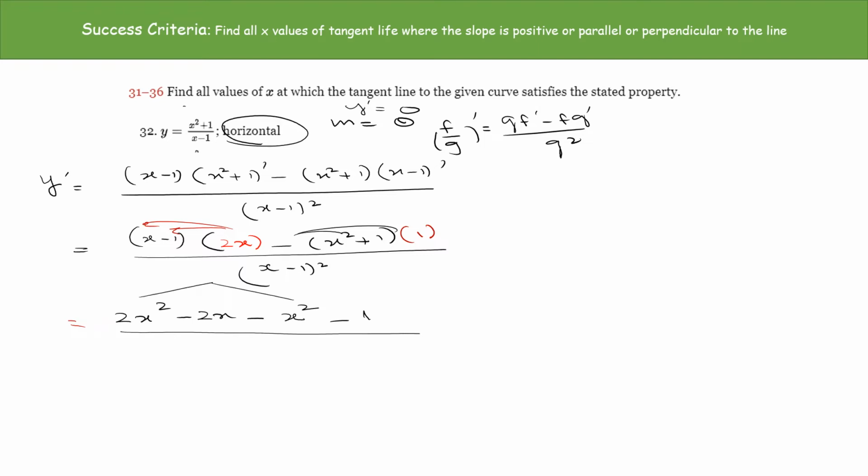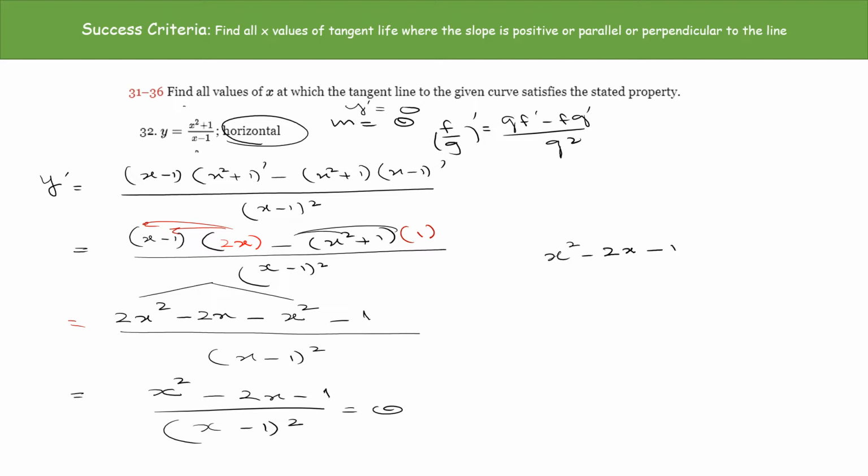Combine the like terms and write the denominator as it is. So 2x squared minus x squared is x squared, minus 2x minus 1, over (x minus 1) whole squared. Make it equal to 0 because your derivative, or the slope of the tangent line, is 0. We will be left with x squared minus 2x minus 1 equals 0.